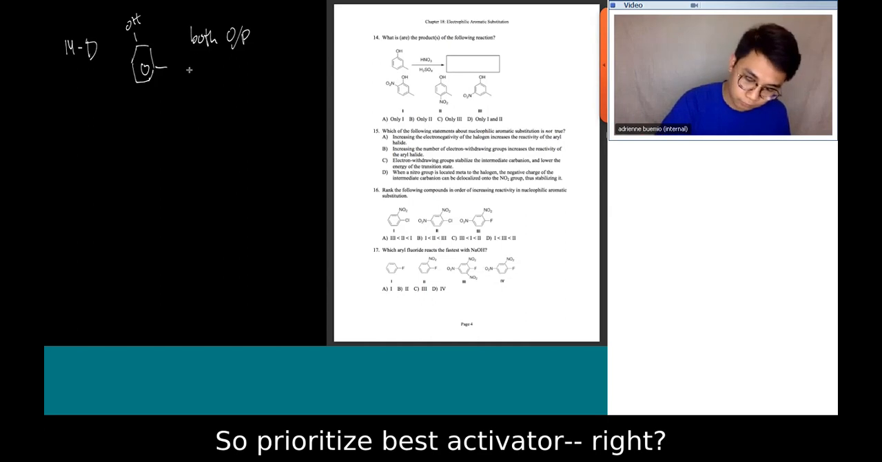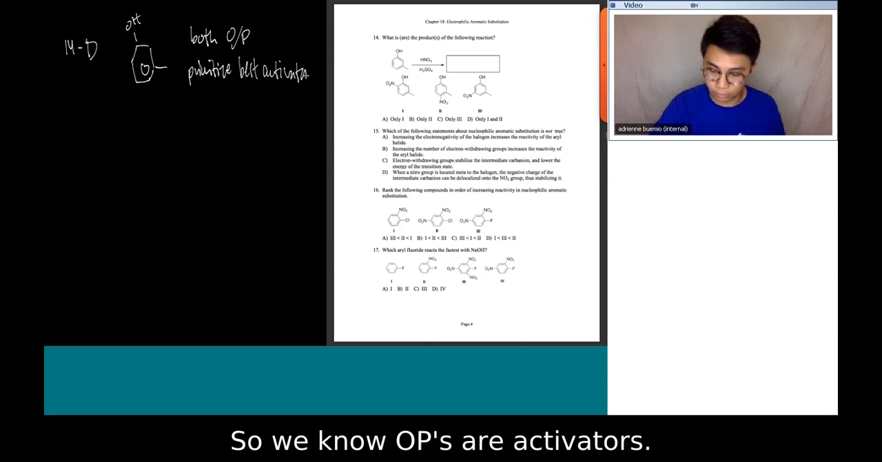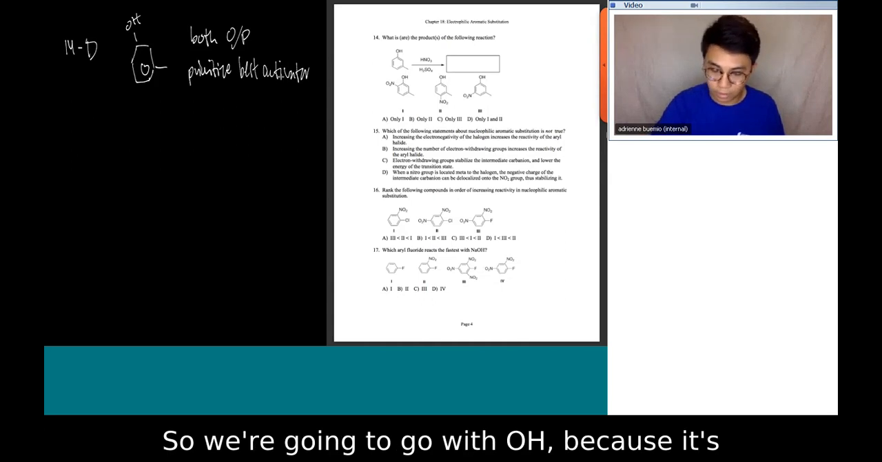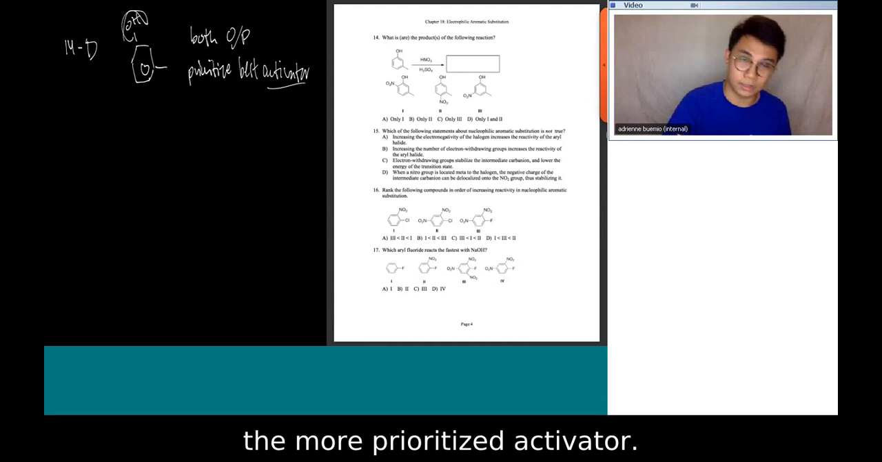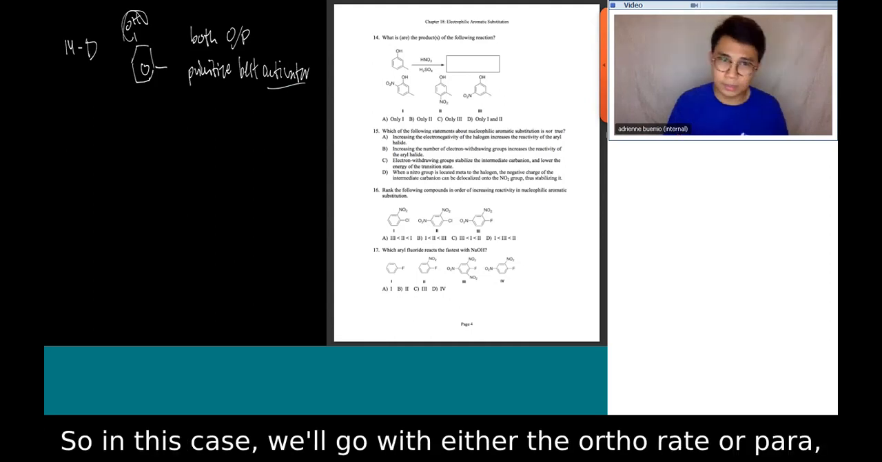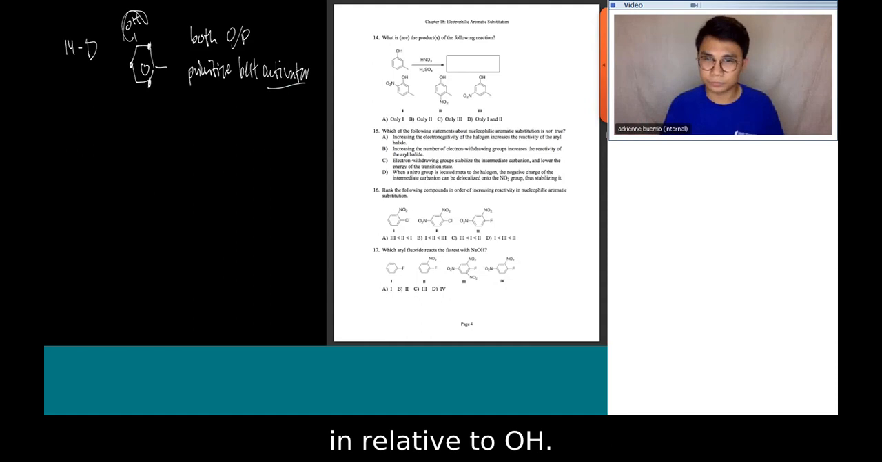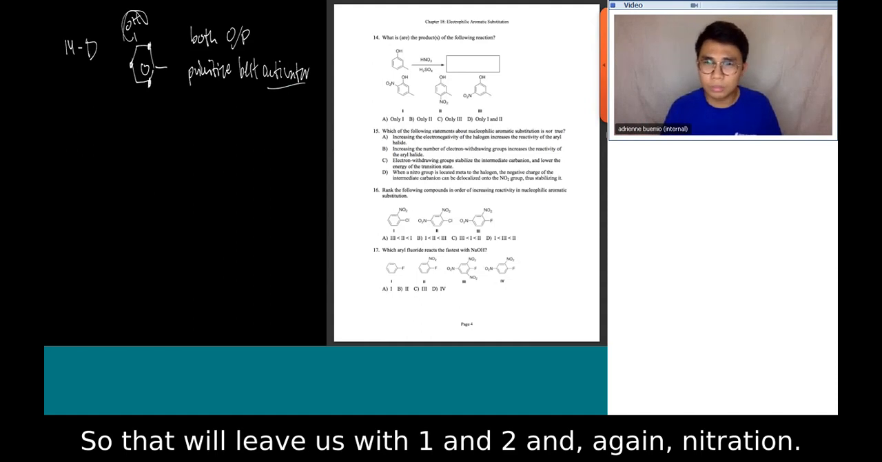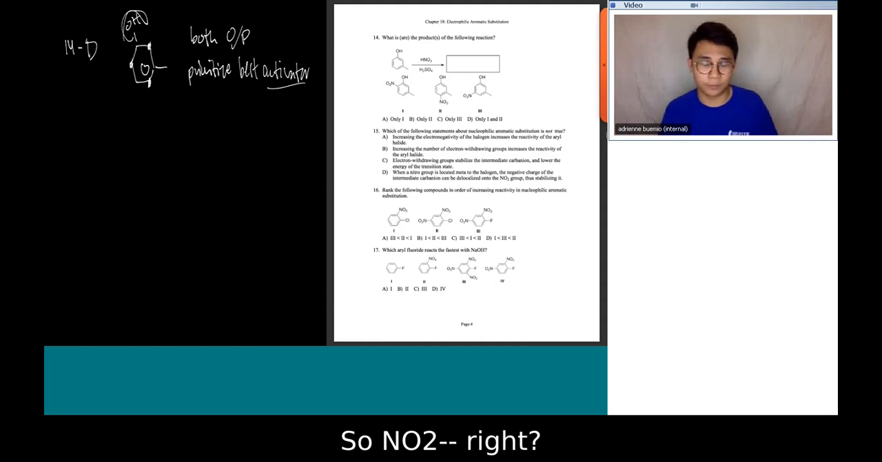So prioritize the best activator. We know OPs are activators, so we're going to go with OH because it's the more prioritized activator. So in this case, we'll go with either the ortho or para relative to OH. That will leave us with 1 and 2. And again, it's nitration, so NO2, right?